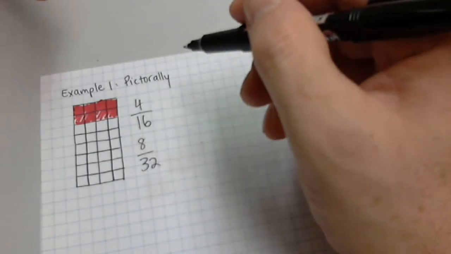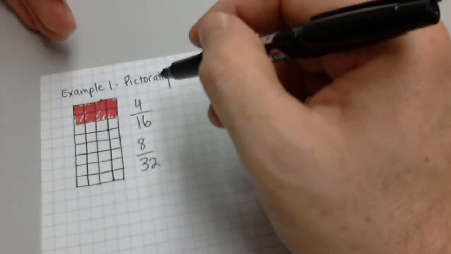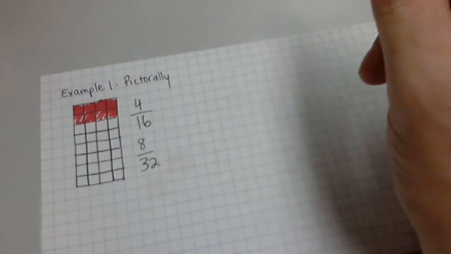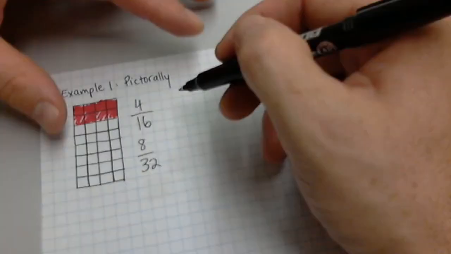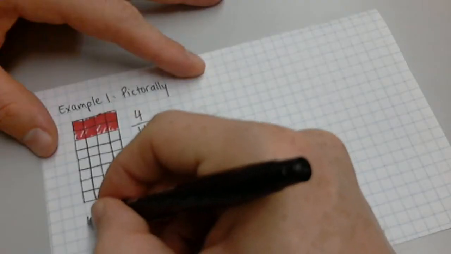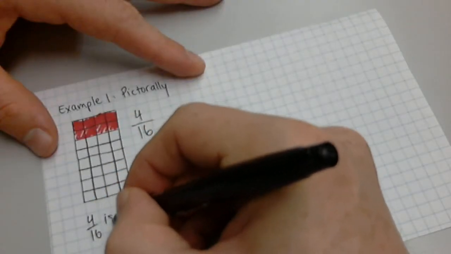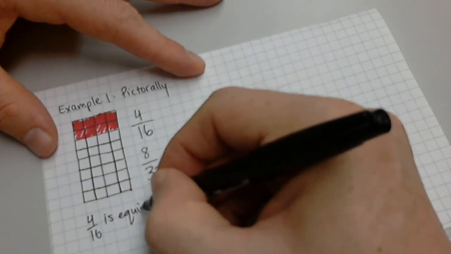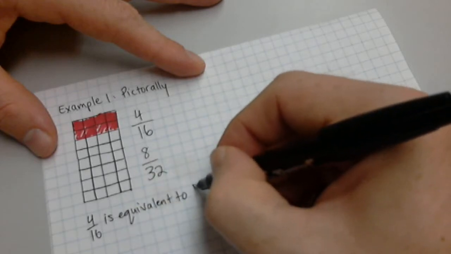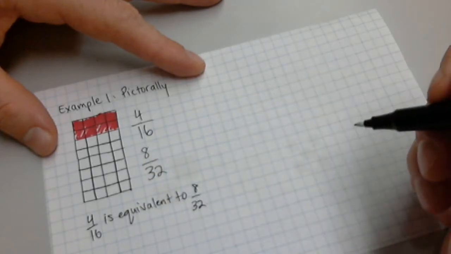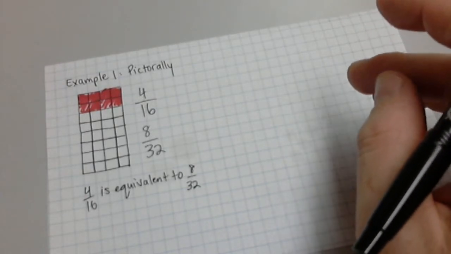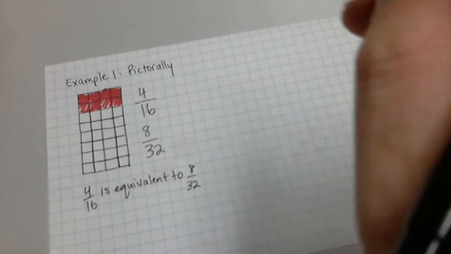Aside from drawing in the lines, we haven't done anything else to this diagram. We haven't colored in any more squares. Just that where we once had 4, we now have 8 squares. And so what we can say is that 4 over 16 is equivalent to 8 over 32. And in a second, when we talk about numerically, I'll show you numerically how that can work. Okay?